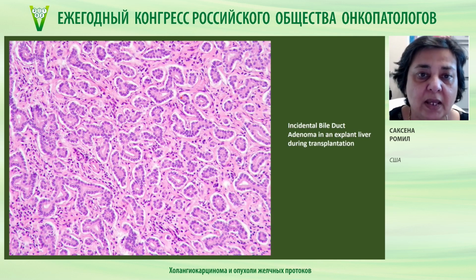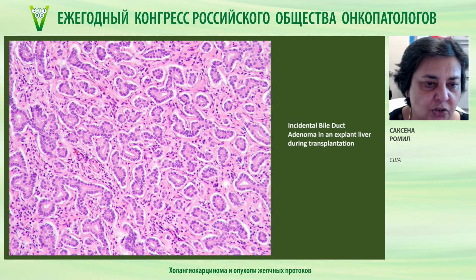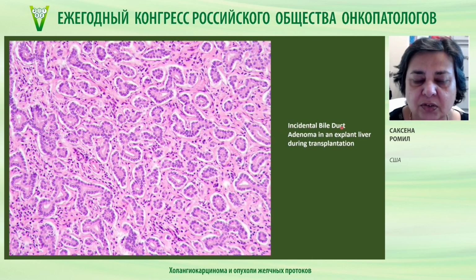When we look at high power, we see these very well differentiated ductal structures lined by a single layer of cells. And the nuclei here are very monotonous. There is no pleomorphism or hyperplasia or any mitotic activity. And you see these entrapped structures here with the little hepatic arteriole. So this is an incidental bile duct adenoma.